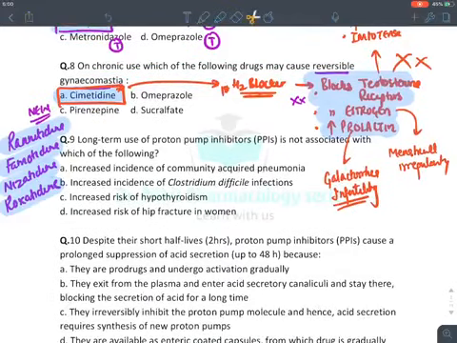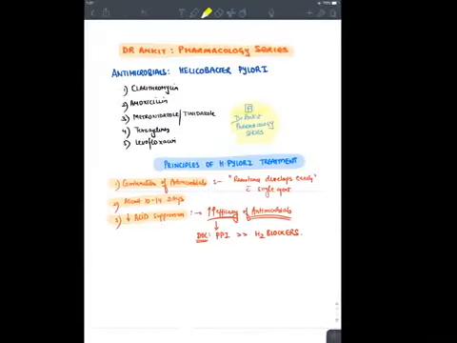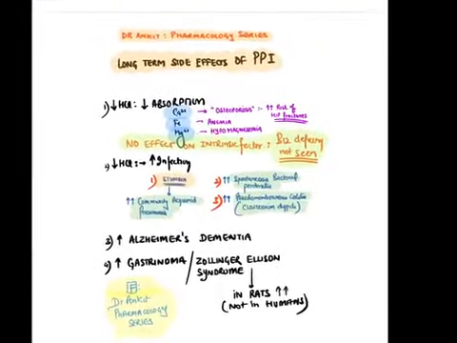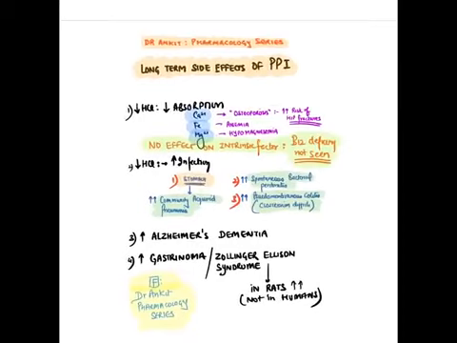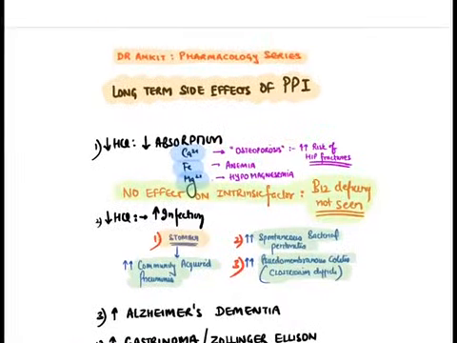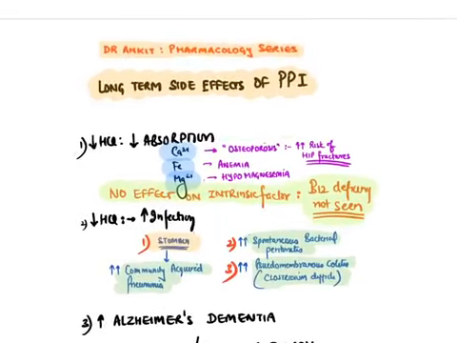Now let's come to the next question. Which of the long-term use of proton pump inhibitors is not associated with? So let's see the long-term side effects of proton pump inhibitors. Remember, PPIs are very safe drugs. Their side effects come due to chronic usage. Because of chronic usage, there will be less HCl production in the stomach. So if there is less HCl production, it will lead to reduced absorption of calcium, which may lead to osteoporosis, which may increase the risk of hip fracture, and especially women in postmenopausal age are more prone to develop osteoporosis.